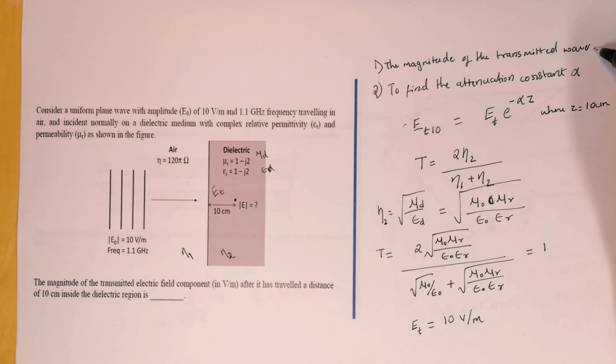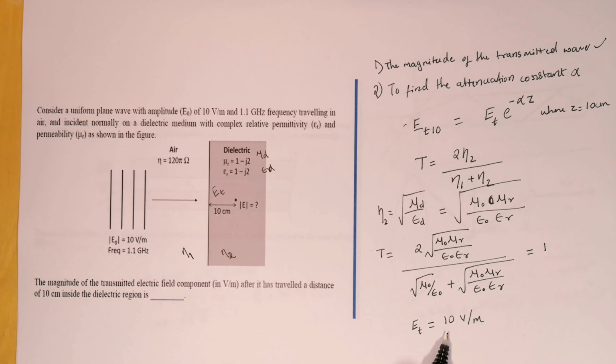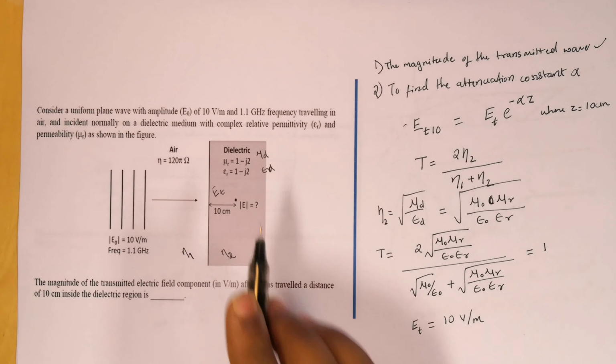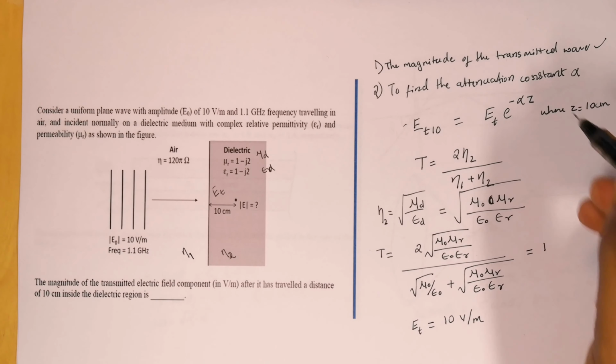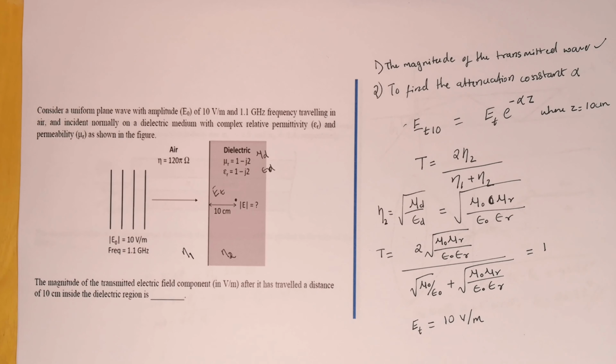So now we have done this part where we found out what the transmitted wave is, which is still 10 volt per meter. So ET here is 10 volt per meter. Now we have to find alpha. So alpha is the attenuation constant. Attenuation constant for a dielectric medium, there is a formula that we can use.